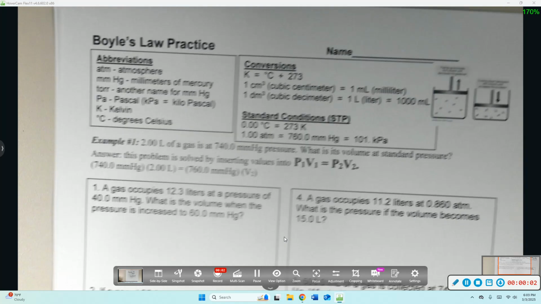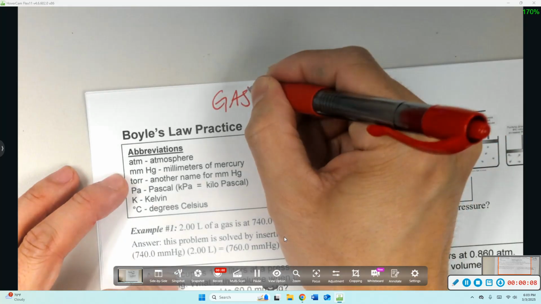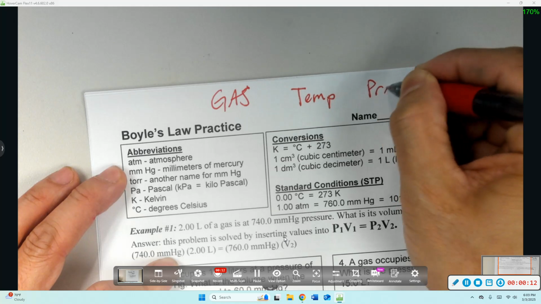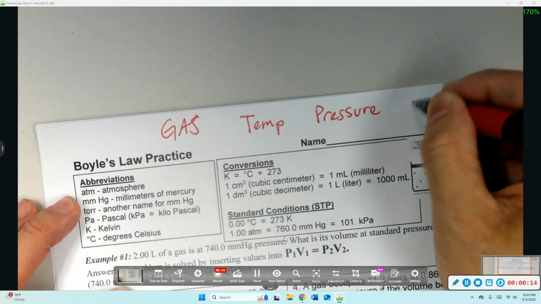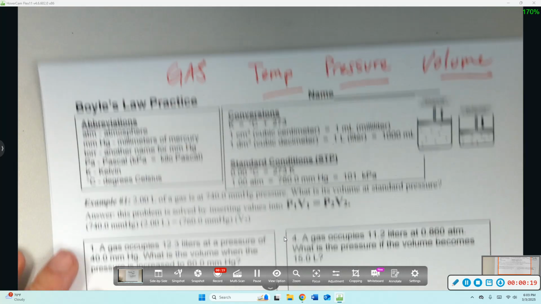Okay, welcome back. New lesson here. This is a gas law. We are learning about gas, and we are dealing with gas. There are three variables: temperature, pressure, and volume. Okay. Today we are learning about this law called Boyle's law.